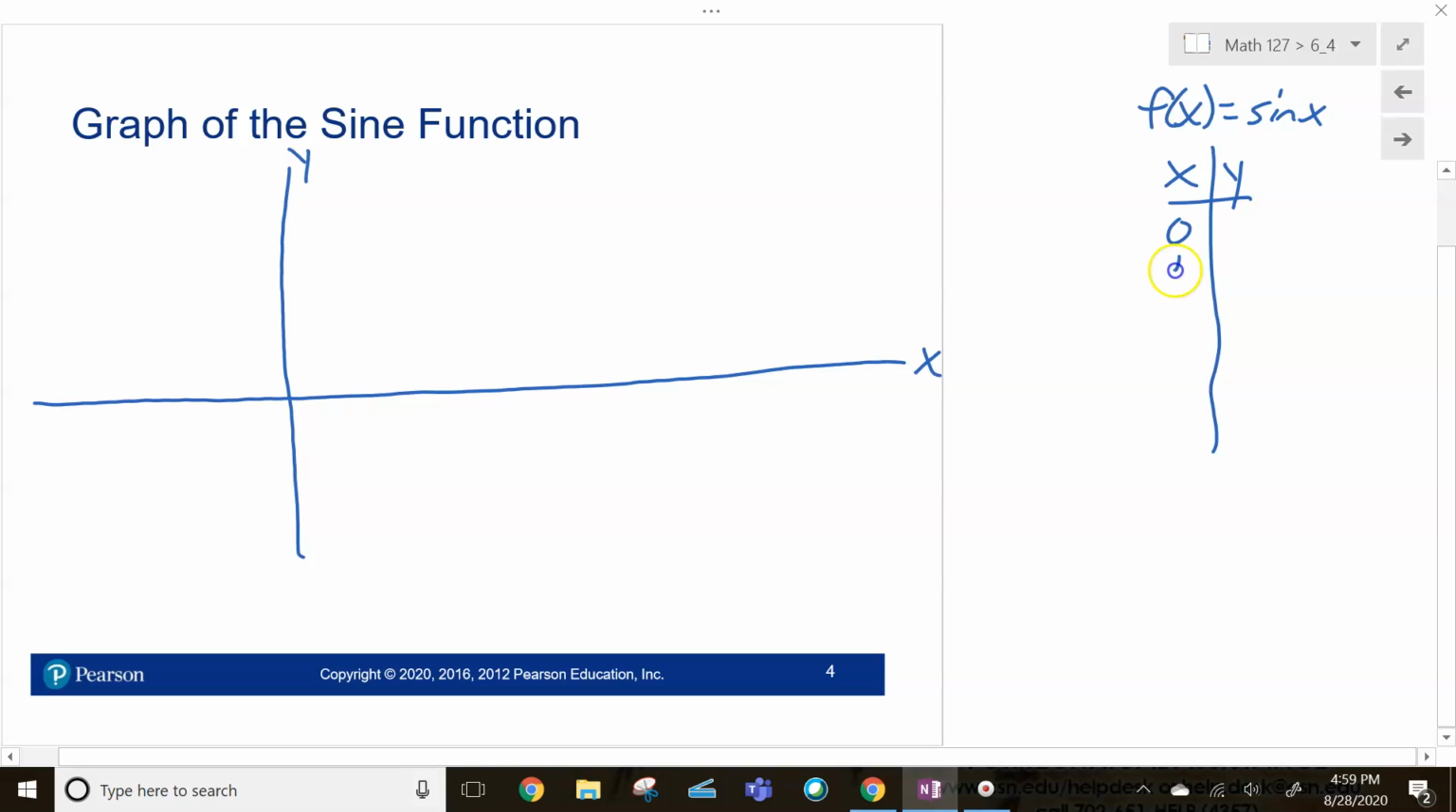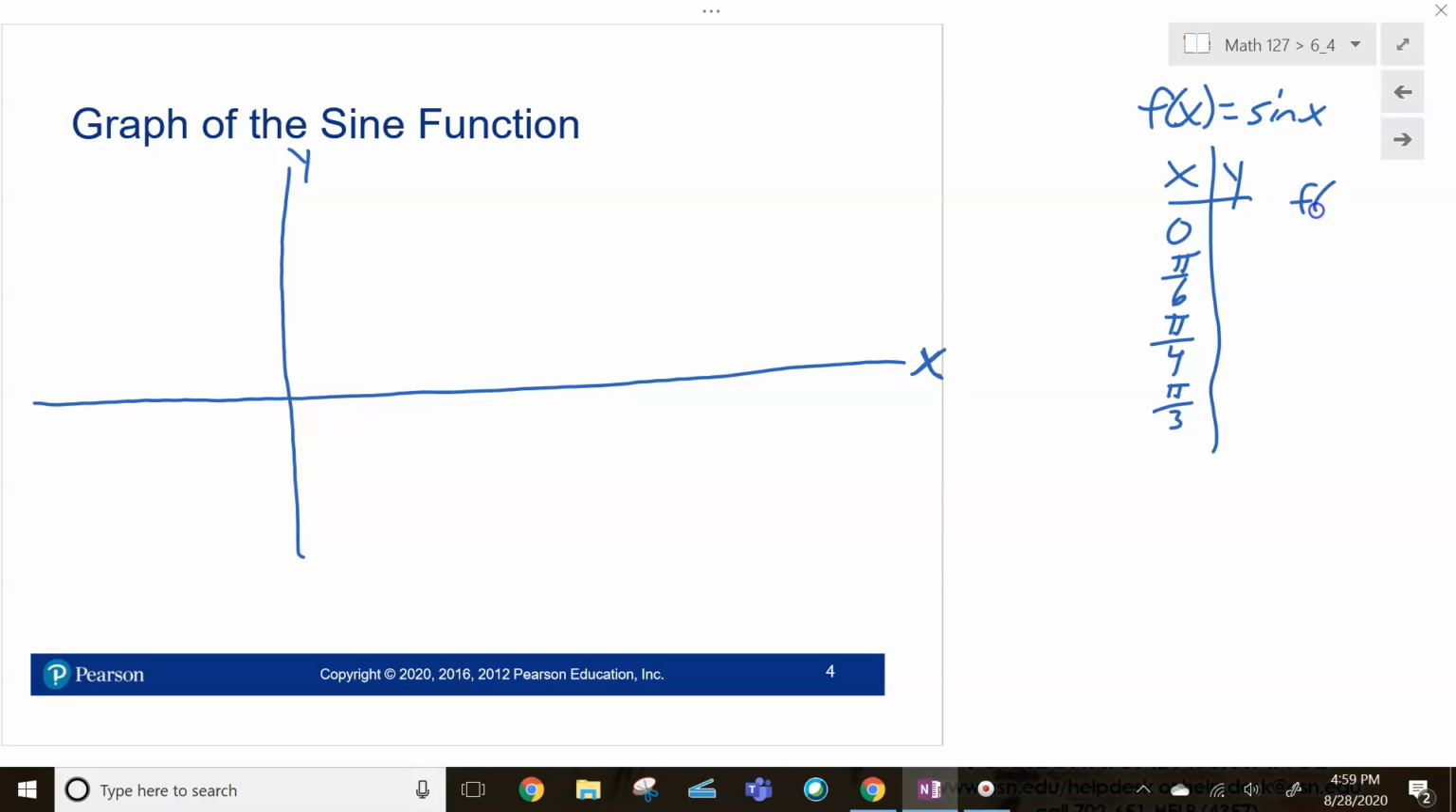Plug in 0, plug in pi sixths, plug in pi fourths, plug in pi thirds. We're doing this in radians because, remember, radians are just a real number. Radians are unitless. We don't want to do this with degrees. We just want x, on the Cartesian coordinate system, to be a real number. So we plug it in.